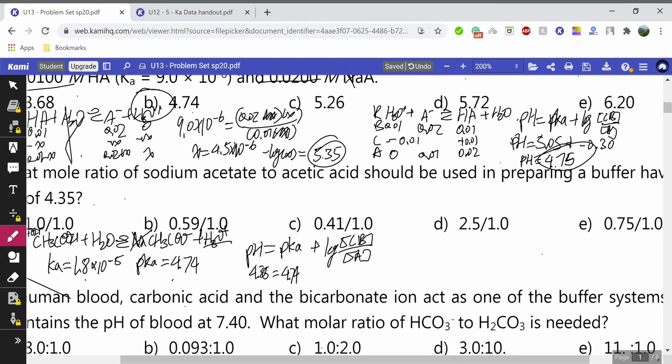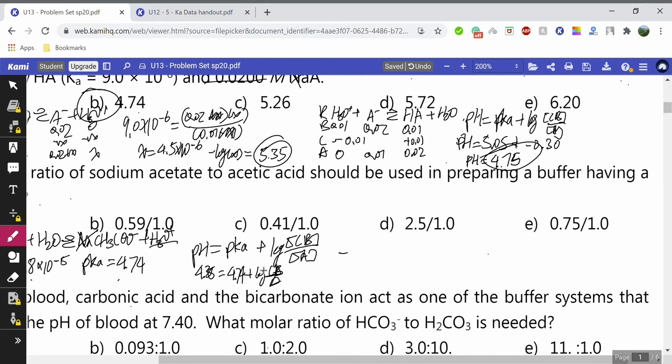So 4.35 is equal to 4.74 plus the log of conjugate base divided by acid. So 4.35 minus 4.74 gives you negative 0.39, which is equal to the log of conjugate base over acid. Now if we take 10 to the negative 0.39 power, that is going to give us 0.47.